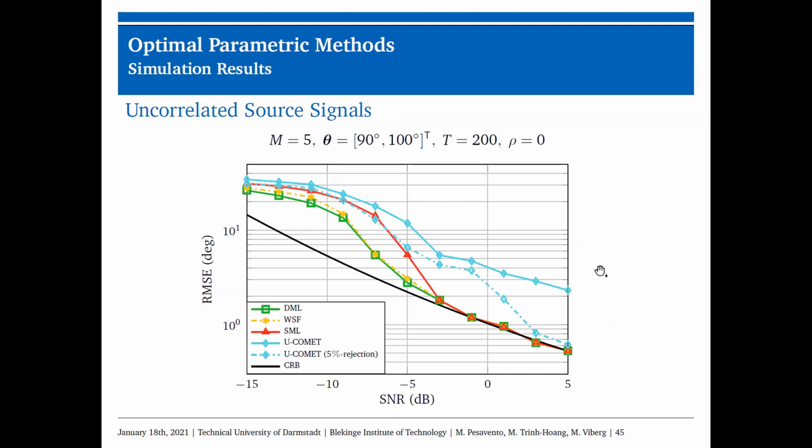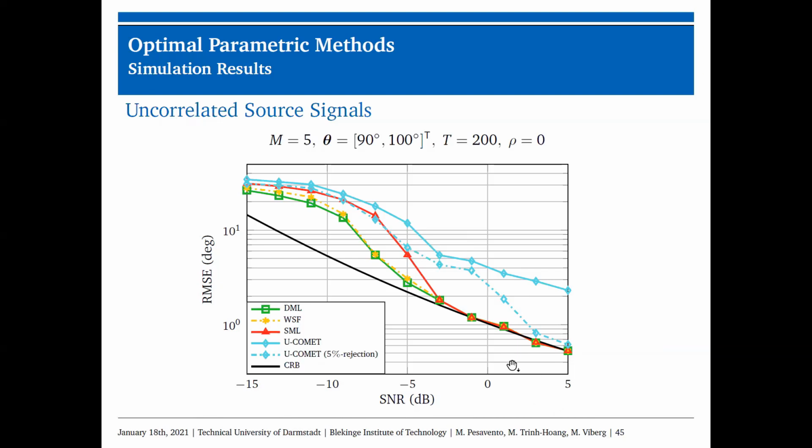So, in concluding this part of the tutorial, I will demonstrate the performance of the various estimators that we have shown so far using computer simulations, and they will also be compared to the ultimate performance given by the Cramer-Rao lower bound. And here we look at the case of two uncorrelated source signals arriving at the 5-element standard uniform linear array. One is from broadside and the other one is 10 degrees apart. The number of snapshots is 200. And the plot shows the root mean squared error of the DOA estimate as a function of the signal to noise ratio in decibels.